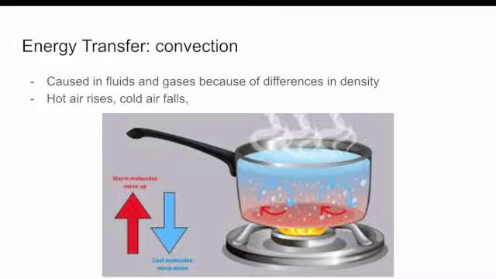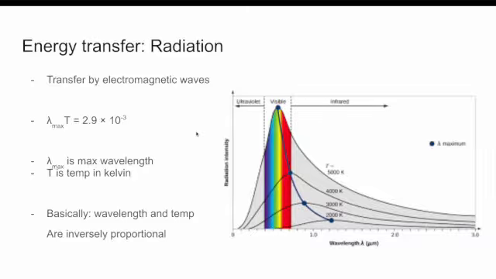But it most definitely happens, for example, when you're boiling water, that's convection. And it happens because of differences in density. So hot air is less dense than cold air. So cold air falls because it has more mass per volume than hot air, and hot air has less, so it rises.